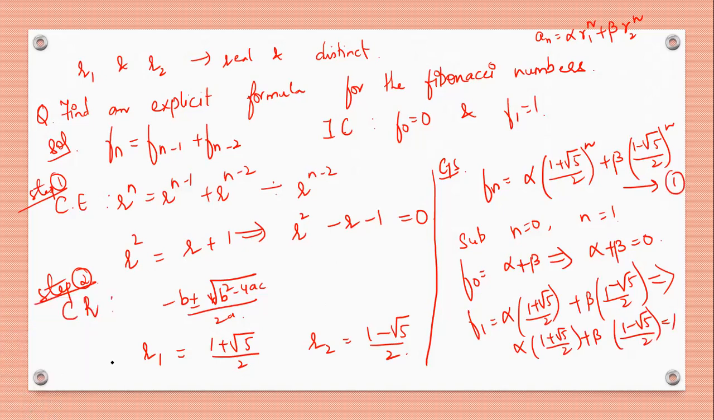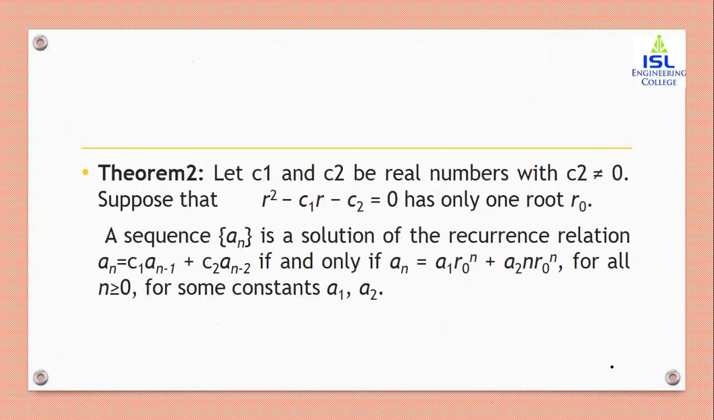Now we have to solve these two equations. Let's name them equations 2 and 3. Solve 2 and 3 to find the values of alpha and beta. When we do so, we get alpha = 1/√5 and beta = -1/√5.